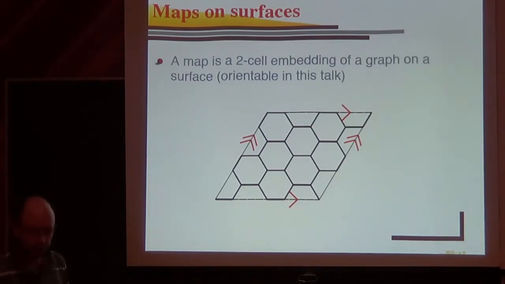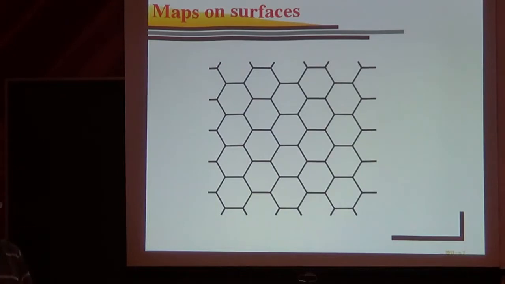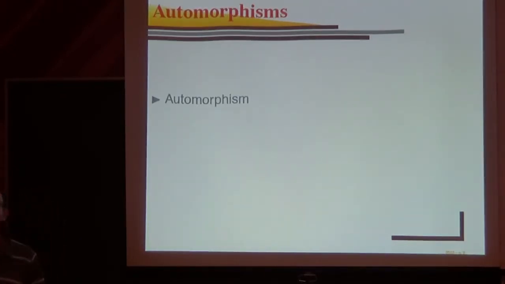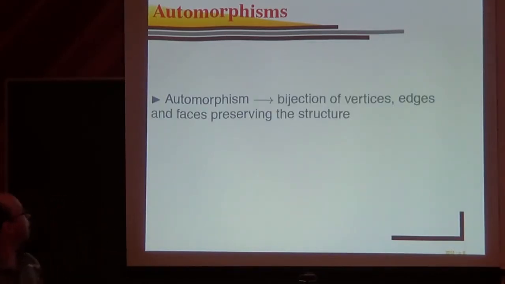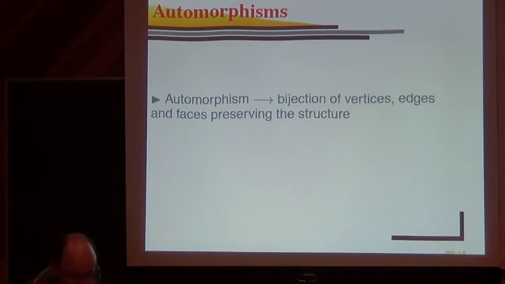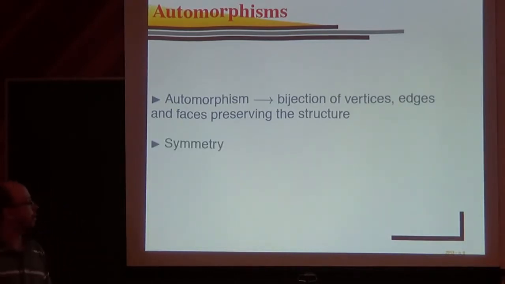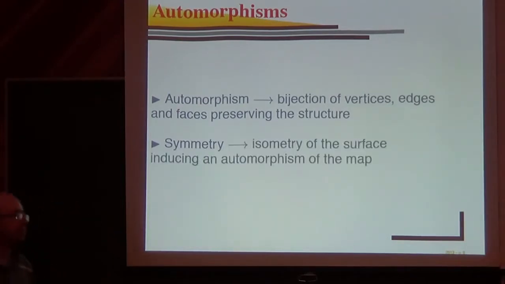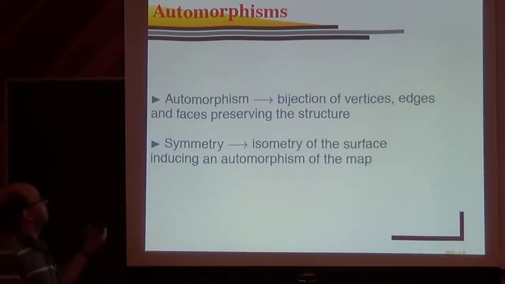That's a hexagonal grid on the torus, and an example of a map on a non-compact surface. And now, usually I work with automorphisms of the map, which are defined only as bijections of vertices, edges, and faces that preserve the structure. So here I don't require any geometry, but whenever the geometry of the surface is given or is understood, then we talk about symmetry, which are isometries of the surface preserving my map. So it's clear that every symmetry will be an automorphism, but not the other way around.